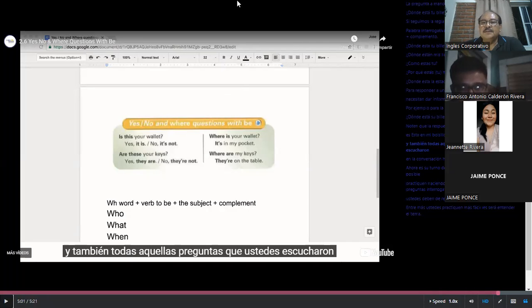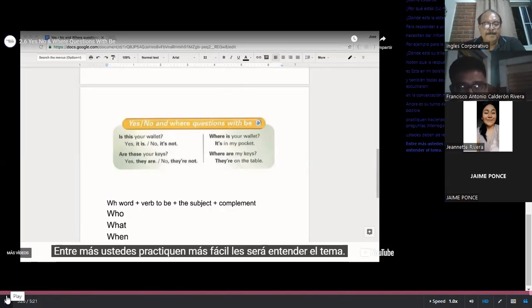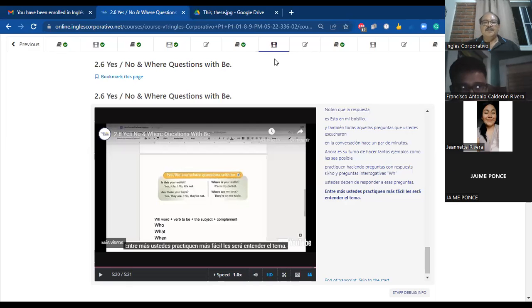So that we can use here the chat. Let's say, for example, who are these children? Who are these children? Okay, then you say they are. They are Tom and Diana. ¿Quiénes son estos niños, right? Son Tom y Diana.